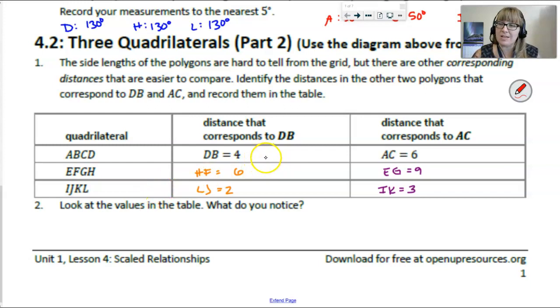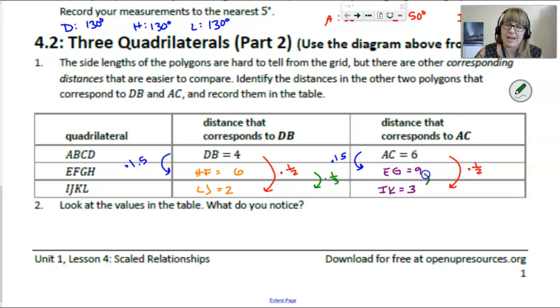But I still hope you notice things like this, that the 4 can be multiplied by 1/2 to get 2. Half of 4 is 2, and we see that same thing here. 6 multiplied by 1/2 is 3. We can also see 4 multiplied by 1.5 is how we get 6. The same as 6 multiplied by 1.5 is how we get that 9. And if we wanted to even start comparing this relationship, 6 multiplied by 1/3 is how I get 2. 9 multiplied by 1/3 is how I get the 3.